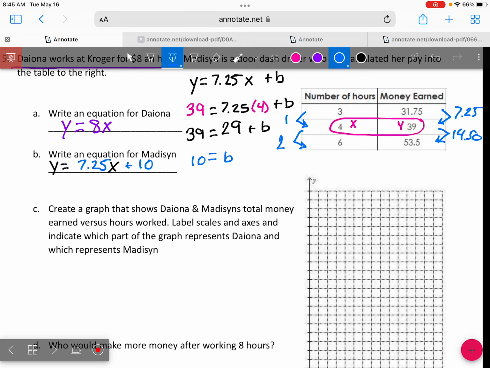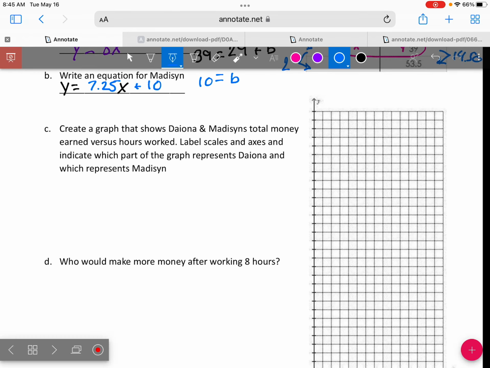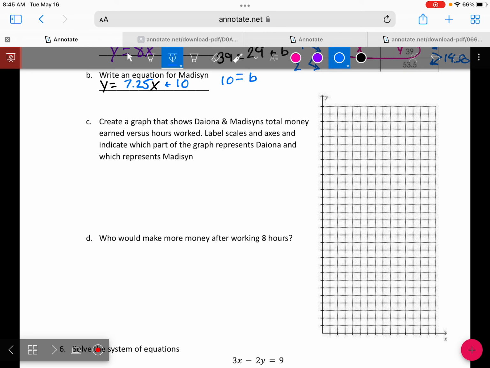What we're going to do next is make a graph. What is our X talking about? What's the X value talking about? What do these X's stand for? Hours. So make sure we label stuff. What does the Y equal? Her money.